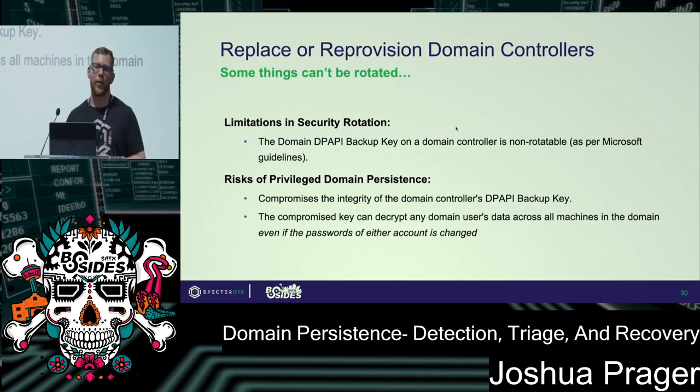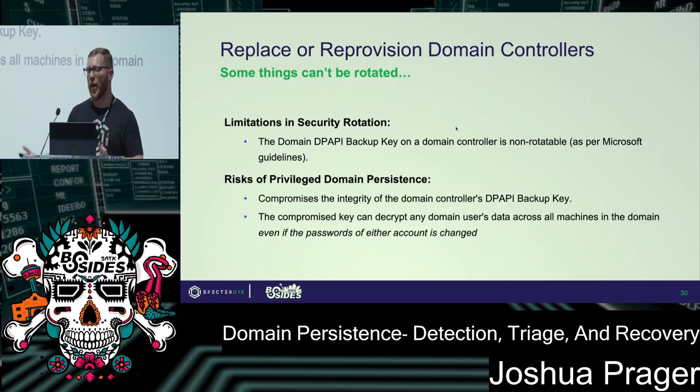There's some reasons behind this, okay? There is the data protection API, or DPAPI, master key. There's a domain-specific one that every user's data is encrypted with, okay? Now, we had some researchers at SpecterOps figure out a way to actually rotate the domain DPAPI backup key, even though Microsoft says there's no way to rotate it.